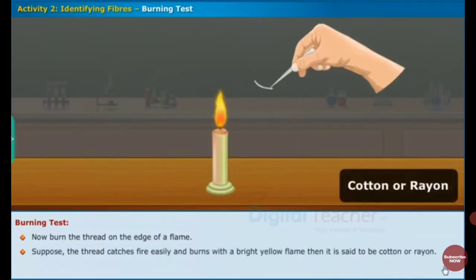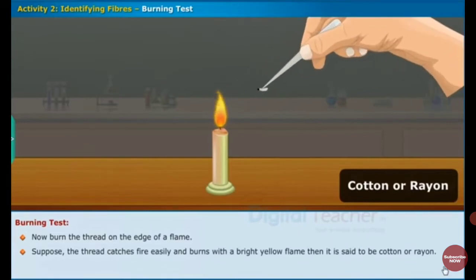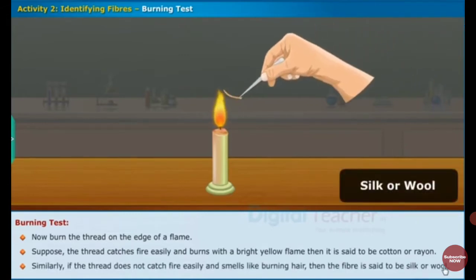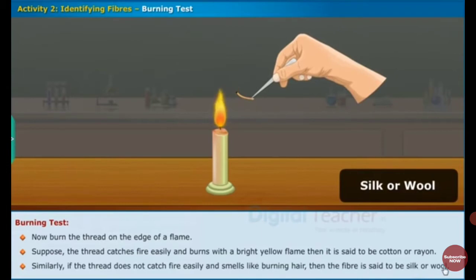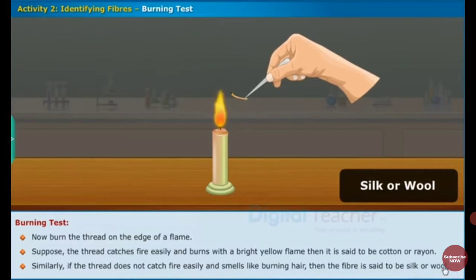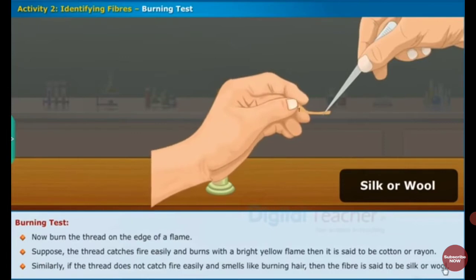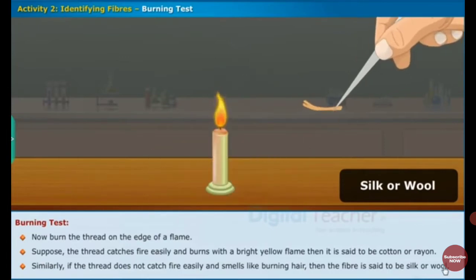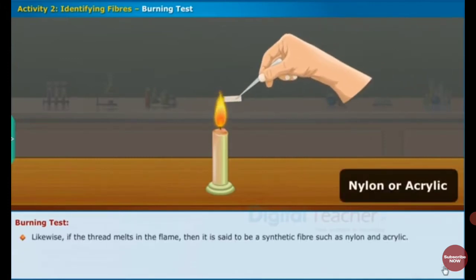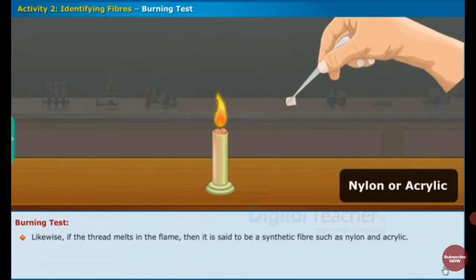Suppose the thread catches fire easily and burns with a bright yellow flame. Then it is said to be cotton or rayon. Similarly, if the thread does not catch fire easily and smells like burning hair, then the fiber is said to be silk or wool. Likewise, if the thread melts at the flame, then it is said to be a synthetic fiber such as nylon or acrylic.